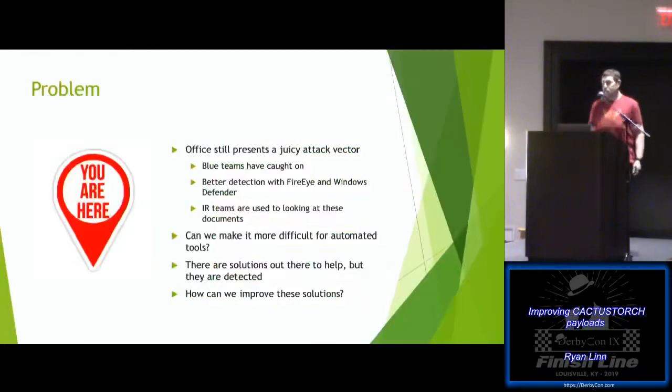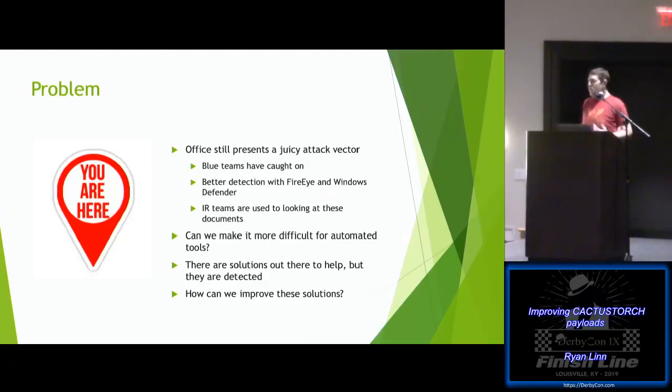So the problem that we had was Office is still a pretty juicy attack vector at a lot of places. I was talking with some peers at other places, and Office macros are tough to get rid of for a lot of people. So it's still a really good phishing vector, but blue teams now, a lot of the time, can very quickly spot them. As a result, I wanted to figure out some ways to increase evasion. Things like FireEye and especially Windows Defender have gotten pretty good at detecting these sort of things, so I wanted to up my game there. Can we make it more difficult for the automated tools?